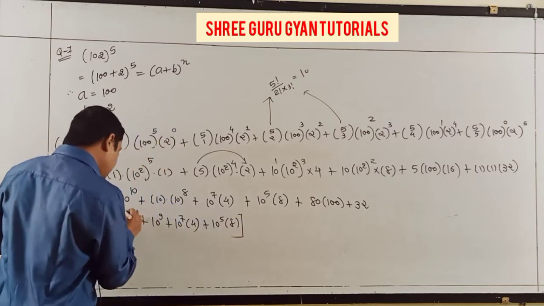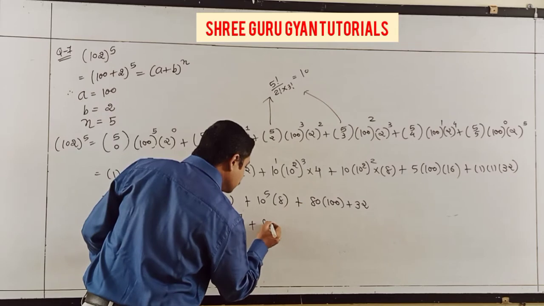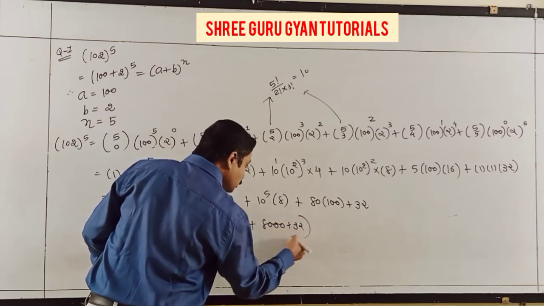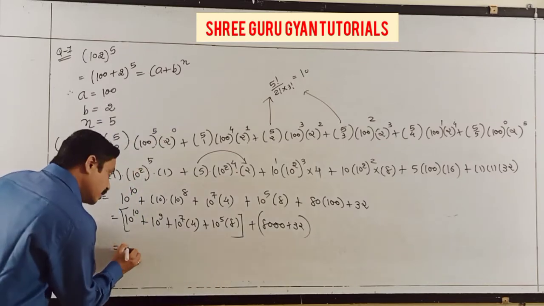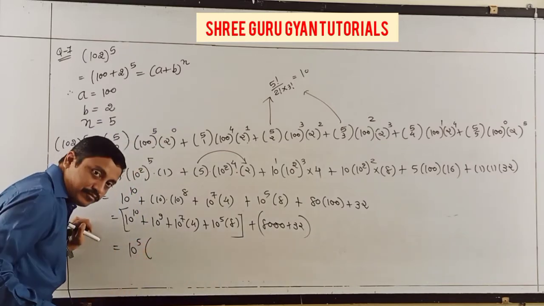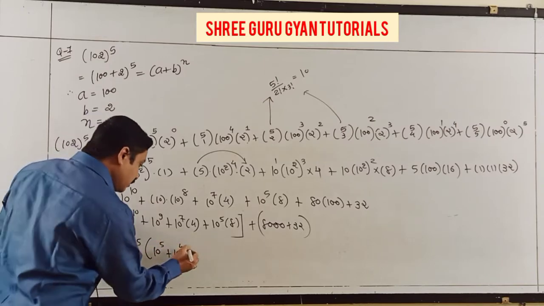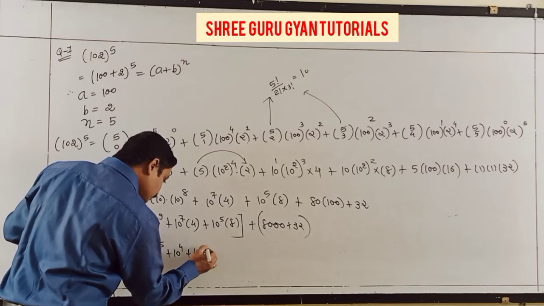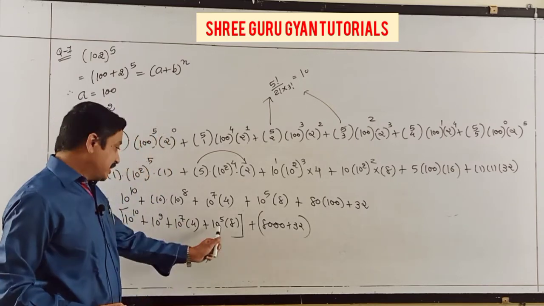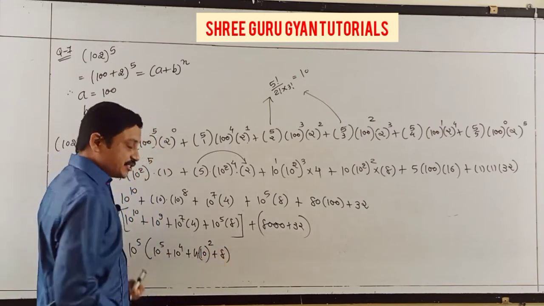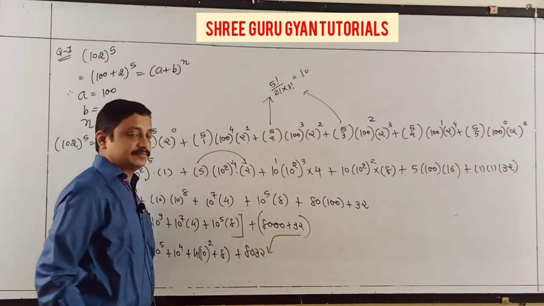These all I am taking in the combined, because common taking. And these are 8000 plus 32. I just separated it. Now try to take common 10 raised to 5 maximum. Here 10 raised to 5 remaining, 10 raised to 4 remaining, plus 4. Here 10 raised to 5 remaining, the remaining are 2. And here 10 raised to 5 already taken, it's only 8. And it is 8022. This is the solution.